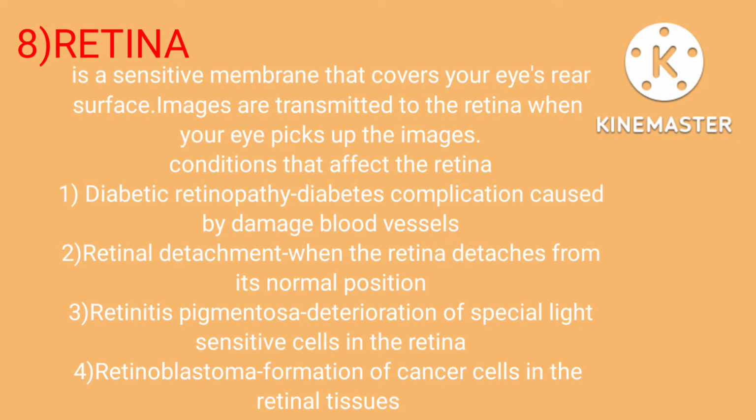Conditions that affect the retina. Number 1. Diabetic retinopathy. Diabetes complication caused by damaged blood vessels. Number 2. Retinal detachment. When the retina detaches from its normal position. Number 3. Retinitis pigmentosa. Deterioration of special light-sensitive cells in the retina. Number 4. Retinoblastoma. Formation of cancer cells in the retinal tissues.